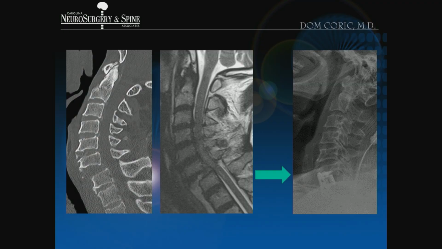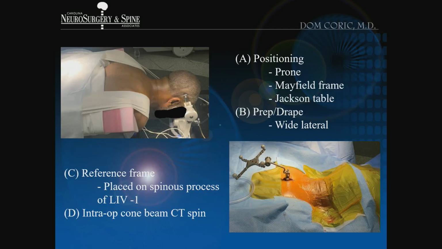But this is his dramatic fracture, C6-7 fracture dislocation. I think just about everyone would say this probably needs to be done 360. And so this is how it's done. Standard positioning, prone, Mayfield, Jackson table. Prep wide, you got to go super wide.